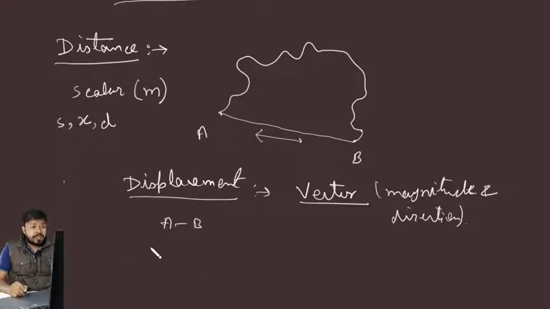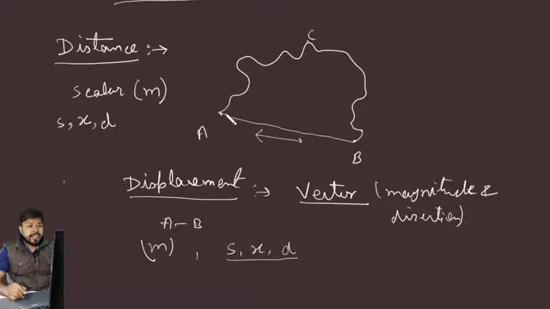Again, its SI unit is meter, represented as S, X, D and so on, whatever you can use. Generally it is represented as S, X or D. Okay, so in this case, let's say if we put another point C here, then ACB is my distance. The length of the whole trajectory ACB is the distance, whereas the length of the straight line AB is the displacement.